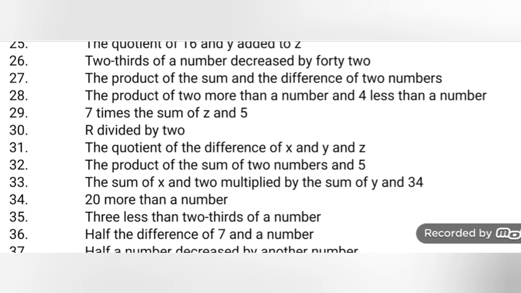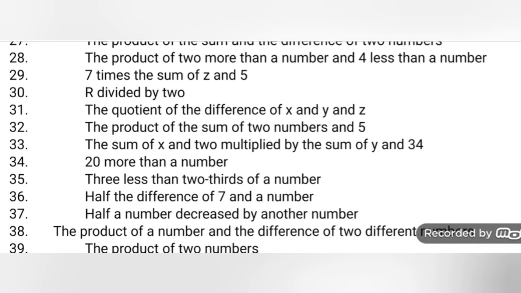And the product of the sum of two numbers and 5. Okay, so product, sum of two numbers first, that's x plus y. And their product with 5, so x plus y, open parenthesis, x plus y, close parenthesis, and 5. Or 5 times x, 5, open parenthesis, x plus y, close parenthesis.